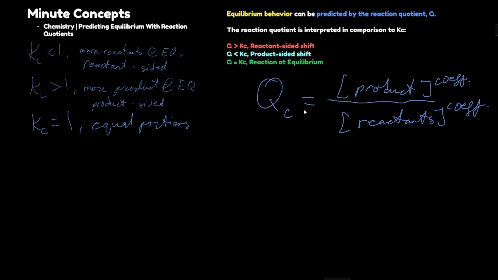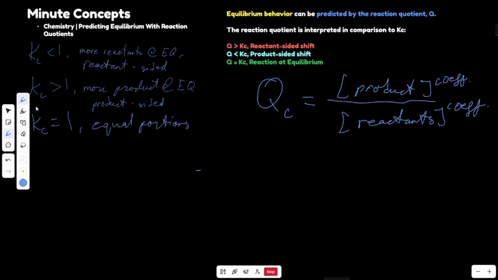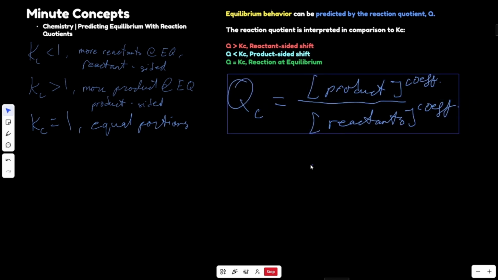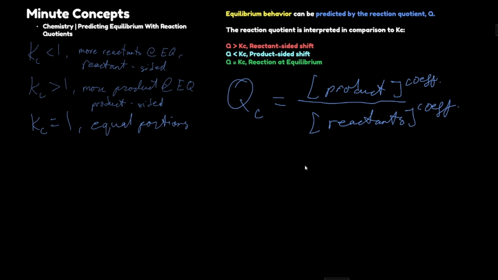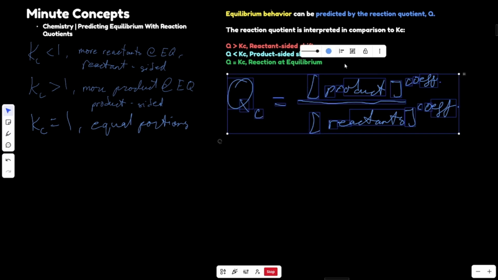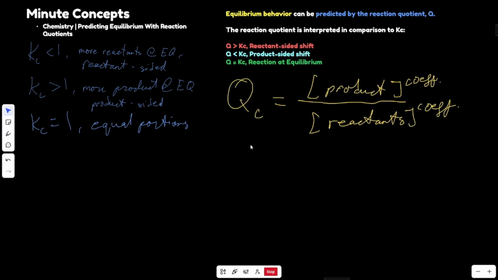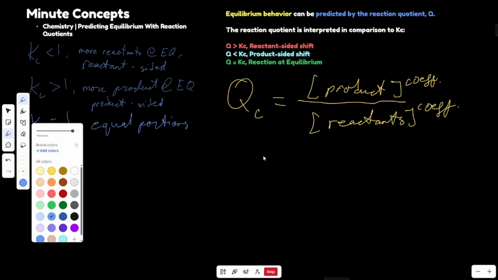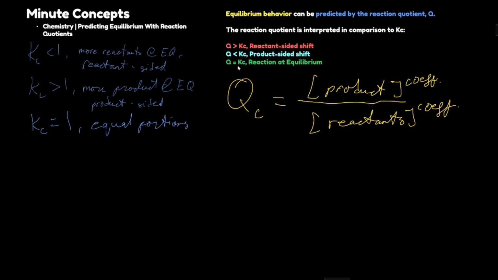Now what's so different? Qc, or just Q in general, the reaction quotient, allows us to determine what will be produced more during the reaction in order to reach equilibrium. So we use Qc when we're not yet at equilibrium, right? And how do we interpret whatever result we get here? Well, we interpret it based on whether or not we know what Kc is, right?